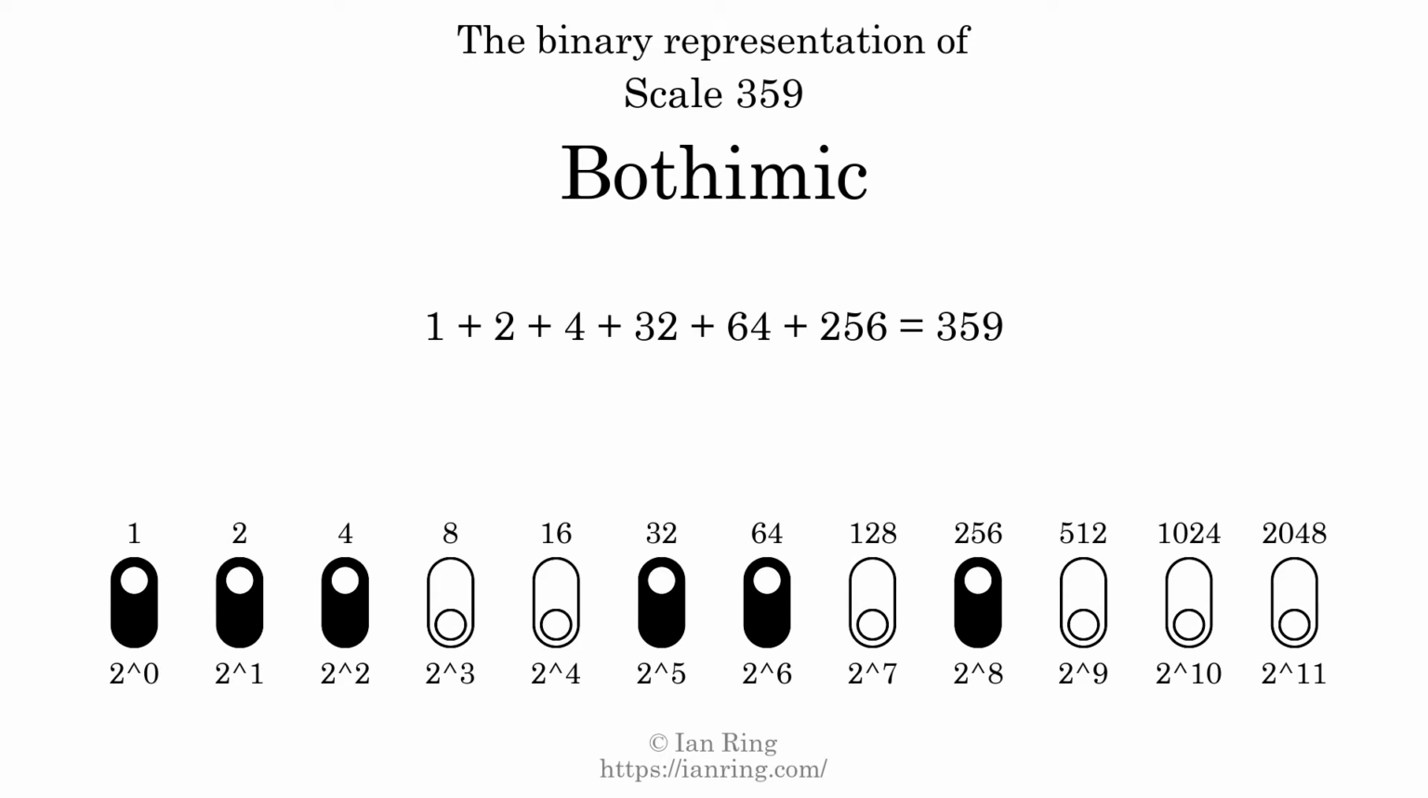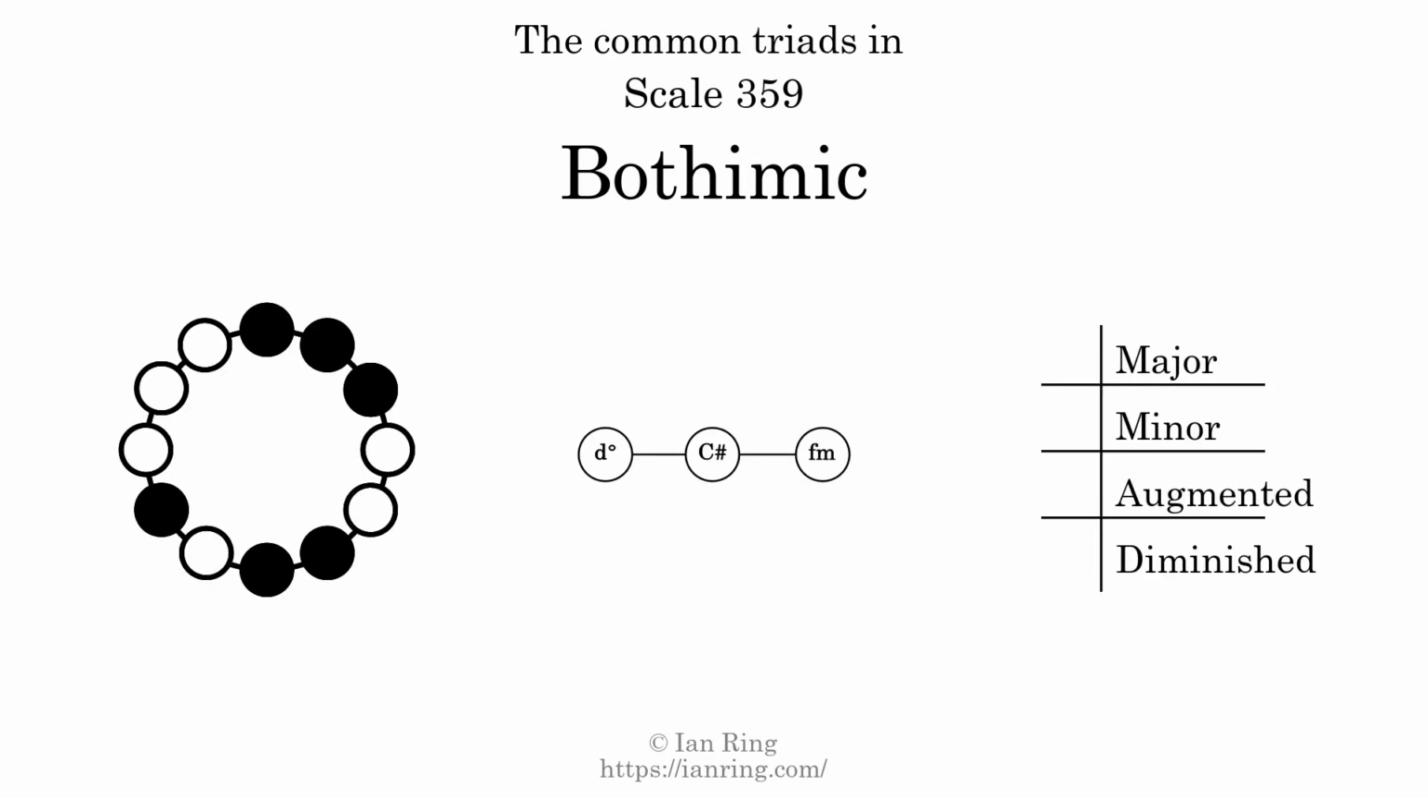The scale number not only enumerates the scale with a unique index, but it also literally describes the tonal content of the scale. Represented as a binary number in base 2, the scale number is 0001011001111. Here are the common triads present in this scale.